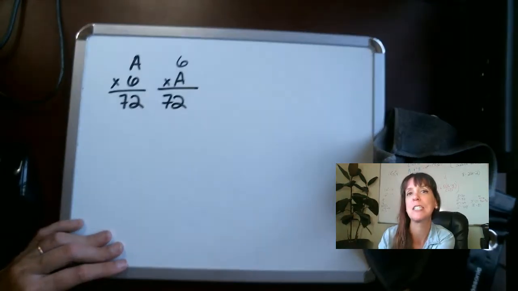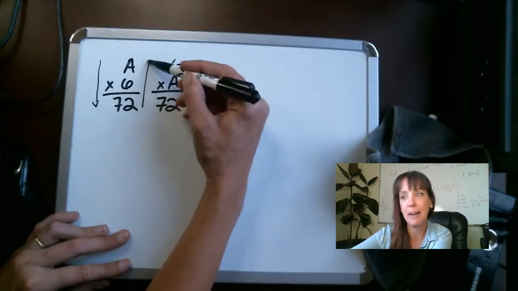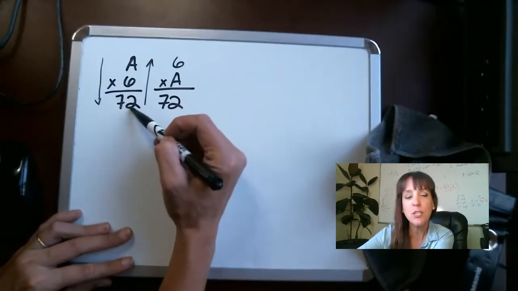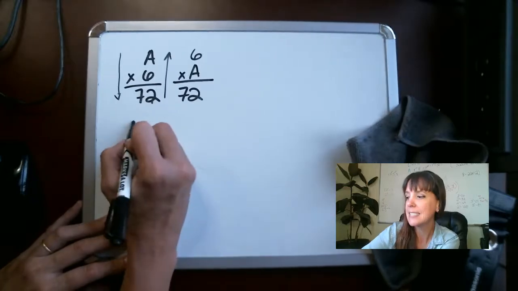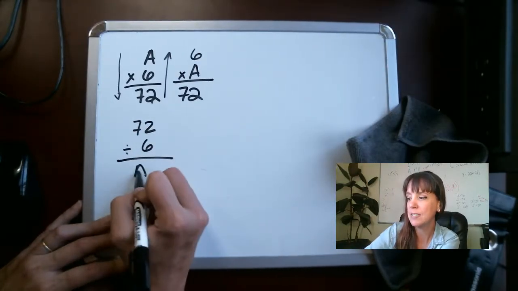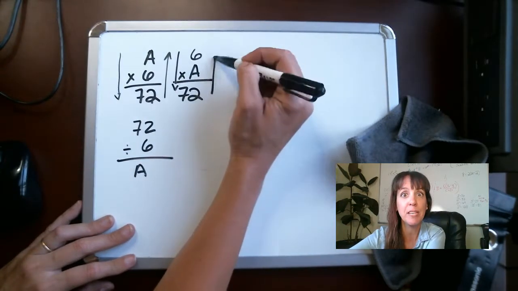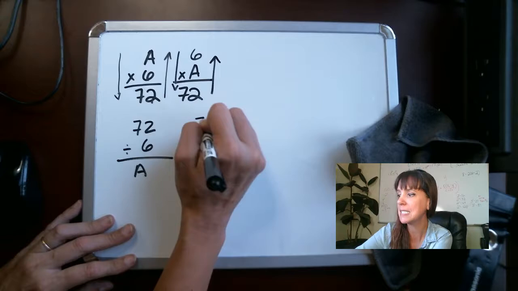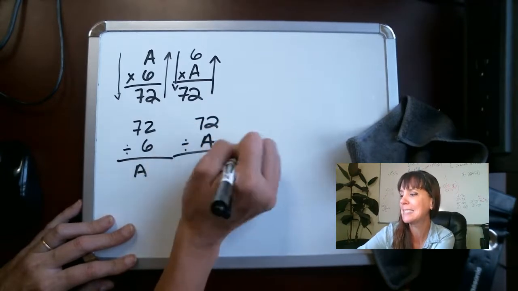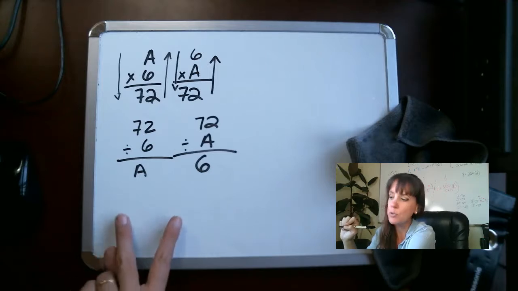Now, just like with addition and subtraction, if you multiply in this direction, you can divide in this direction. So the division fact that we have for this guy is 72 divided by 6 equals A. For here, if we multiply in this direction, we can divide in that direction. So we get 72 divided by A is 6. Excellent. So these are our two multiplication facts, our two division facts.